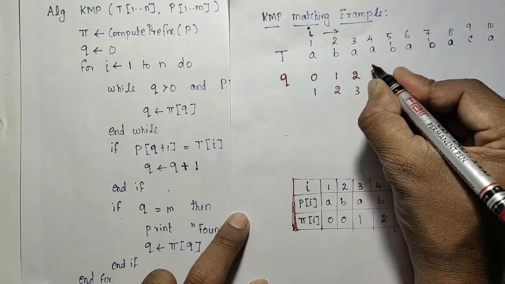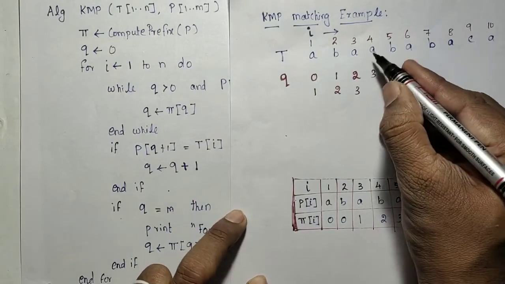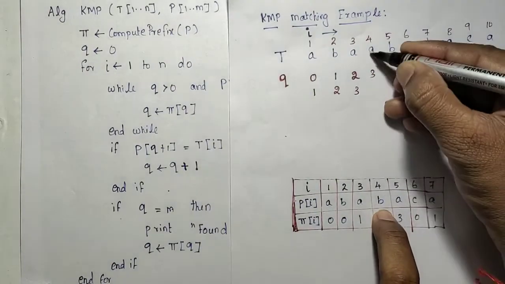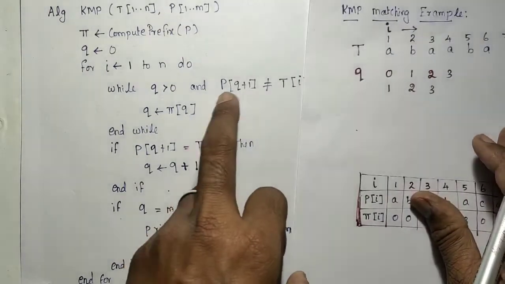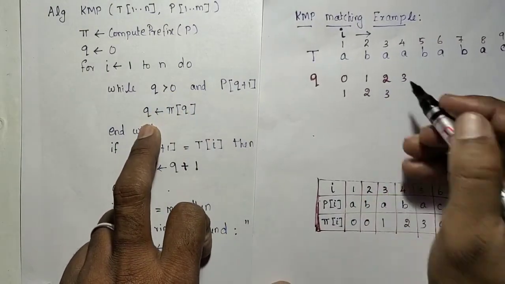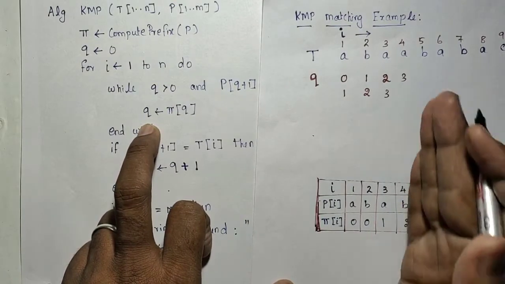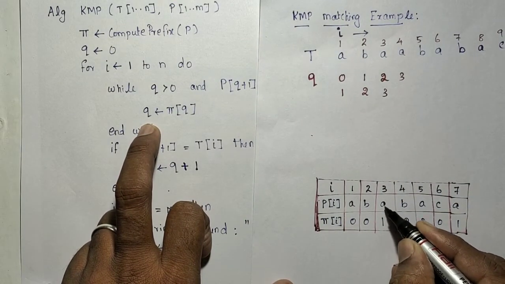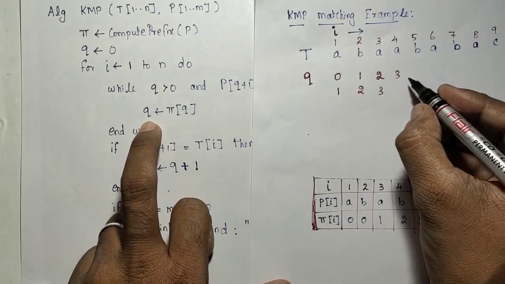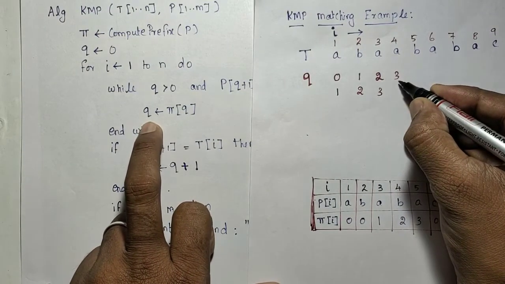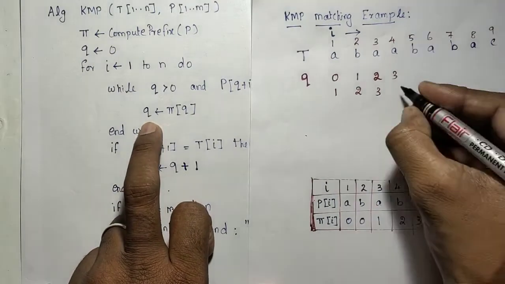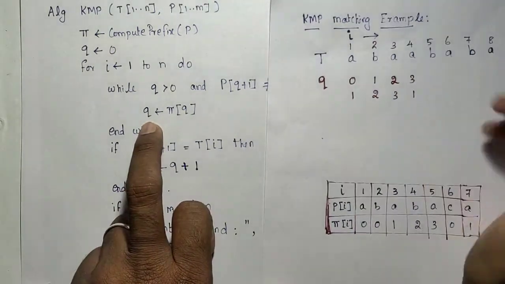Initial q value for the next iteration is 3. Next we are checking a with q plus 1, fourth character, a with b. So both are not equal. Both are not equal means the q will be moved to pi of q. So pi of q means pi of 3. We are checking pi of 3 here. So pi of 3 is 1. So the current q value is 3, it is going to be restored to pi of 3. Pi of 3 is 1, so it will be changed to 1.